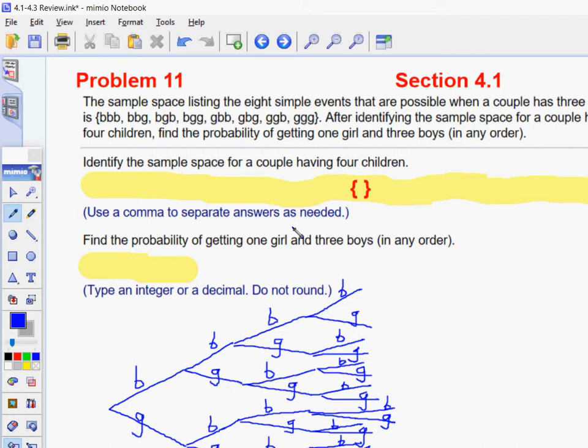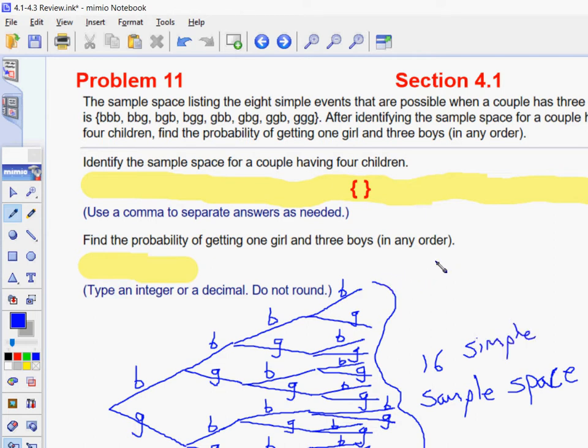And you see, we have 1, 2, 3, 4, 5, 6, 7, 8, 9, 10, 11, 12, 13, 14, 15, 16 different possibilities in our sample space. But one of these 16 things has to happen. 16 simple events in our sample space. All right, so I've got to list all these things out now.